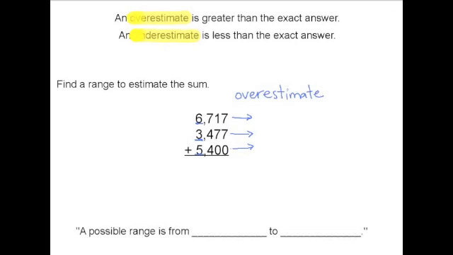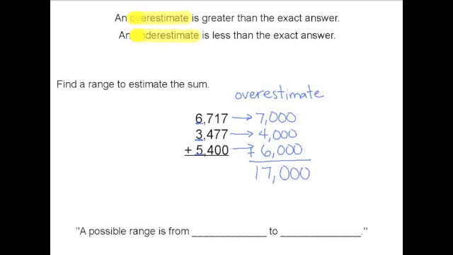So 6,717 will round up to 7,000. 3,471 will round up to 4,000. And 5,400 will round up to 6,000. Normal rounding rules would give me a different option, but in this case I am looking for a range. So I'm going to have all of those round up. Then when I solve my problem, I have 7 plus 4 is 11, plus 6 more is 17,000.